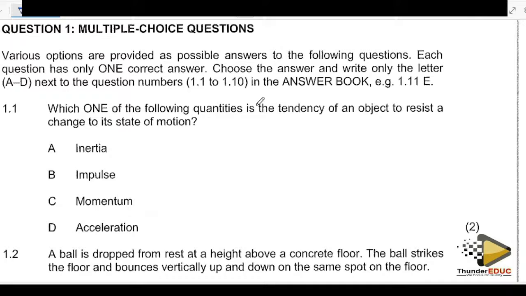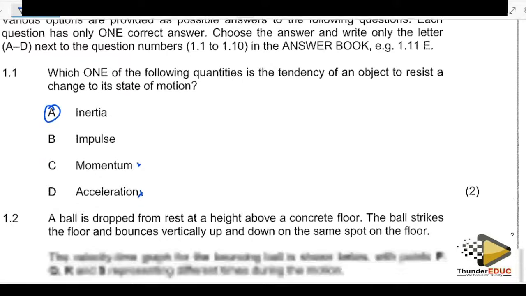Which one of the following quantities is the tendency of an object to resist a change to its state of motion? Is it inertia? Is it impulse? Is it momentum or acceleration? So we know that acceleration cannot apply, because acceleration is the rate of change of velocity. Momentum is the product of mass and velocity. Impulse is something else. So the correct option would be A, which is inertia, the tendency of an object to resist motion, from Newton's first law.